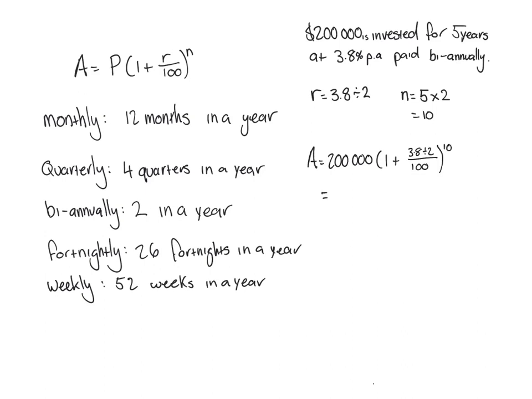If we pop this one into our CAS calculator, we would end up with $241,419, and the calculator says 2.162, but I'm going to round this to 2 decimal places because we are talking about money. So this number here needs to round up. So we're going to change this to be 2.2.